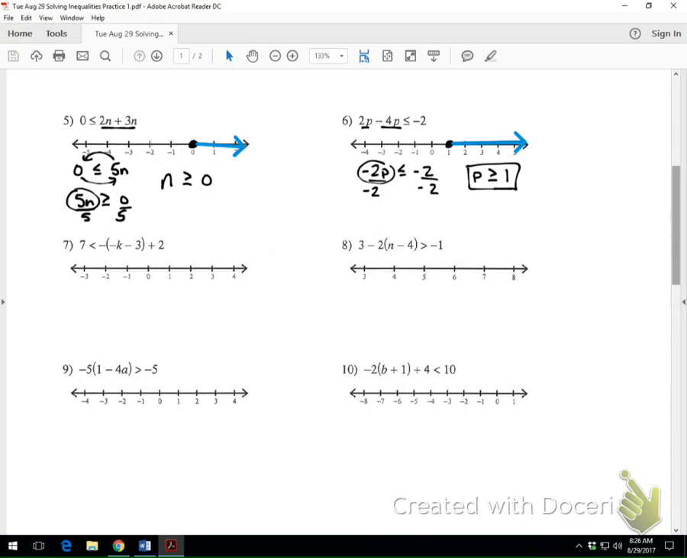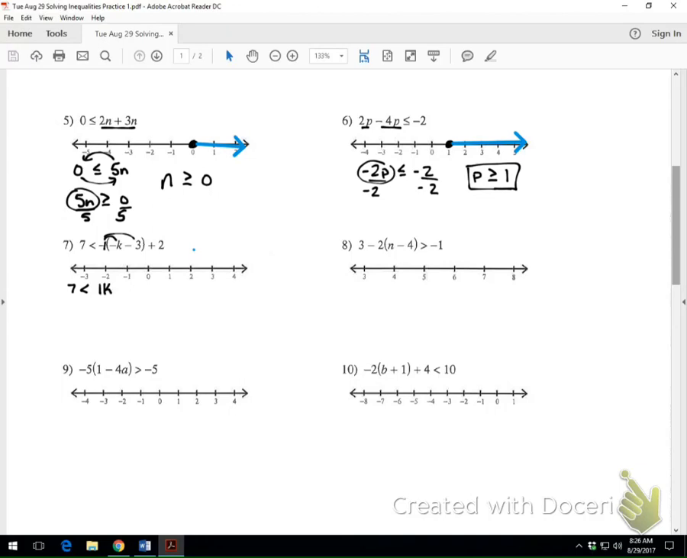Okay, now on 7, 8, 9, and 10, obviously it gets into where you got to do the claw. Okay, so you work it like you normally do. So I'm going to put a 1 in between that negative and parentheses, and then I'm going to draw the claw from there. So this gives me this: 7 less than, what's negative 1 times negative k?